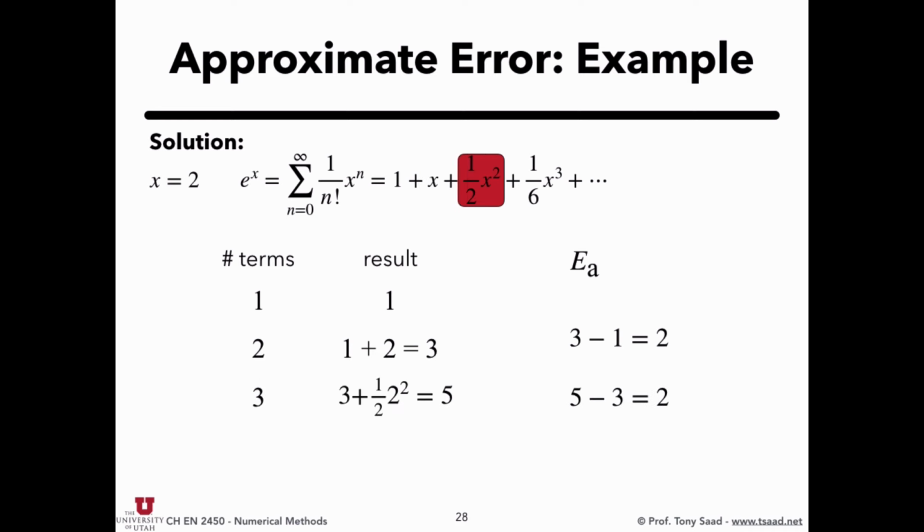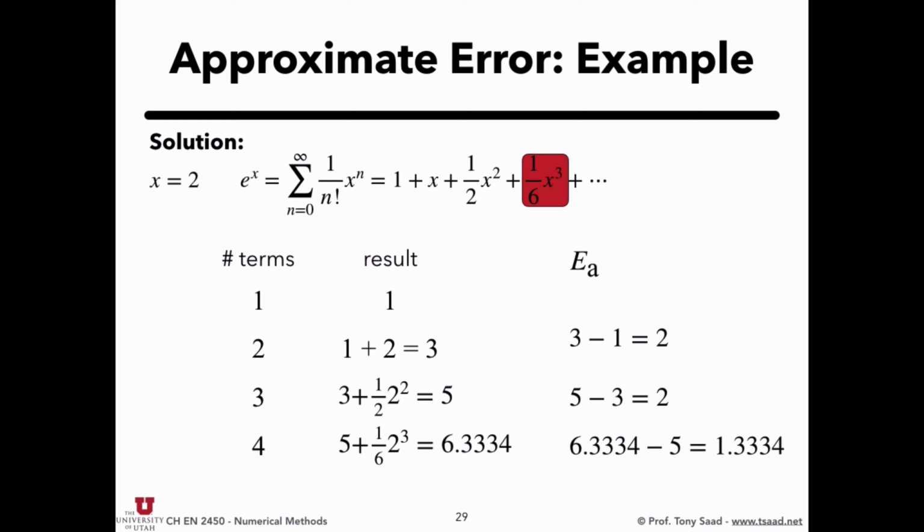Now let's add 3 terms. So with 3 terms, we're going to add 1 plus x, which is here, which is 3, and then to that, we're going to add 1 over 2 times 2 squared, right? Because x equals 2. And then what is the error for this term? It's the current approximation, 5, minus the previous approximation. Okay, it's 5 minus 3. That gives you 2. Again, the same value.